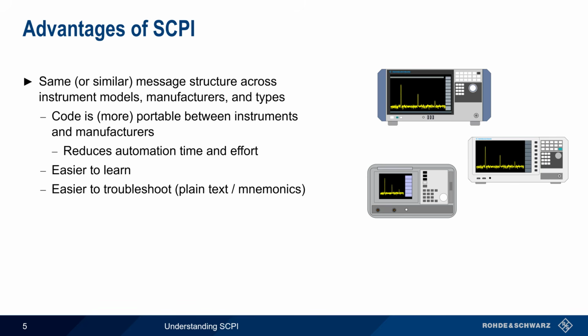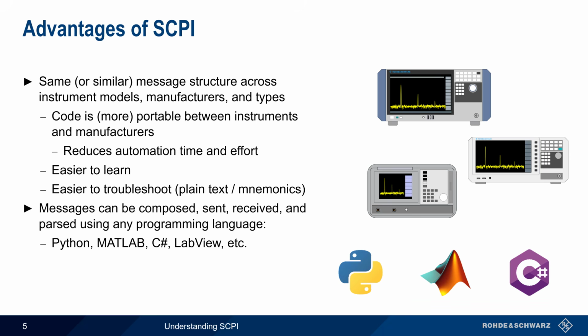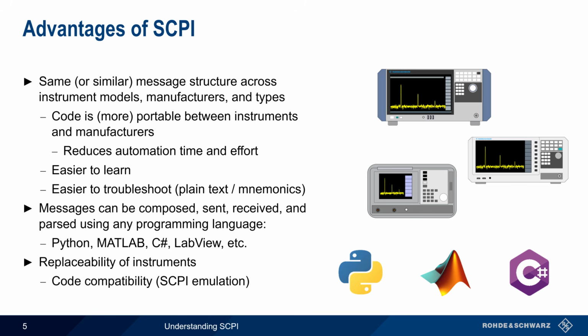Because SCPI uses plain text strings, messages can be composed, sent, received, and parsed using any programming language. For example, Python, MATLAB, C#, LabVIEW, etc. And finally, SCPI helps to facilitate instrument replaceability, since code written for one instrument can either be easily adapted to another, or an instrument may be able to emulate another instrument by accepting the SCPI commands written for that instrument.